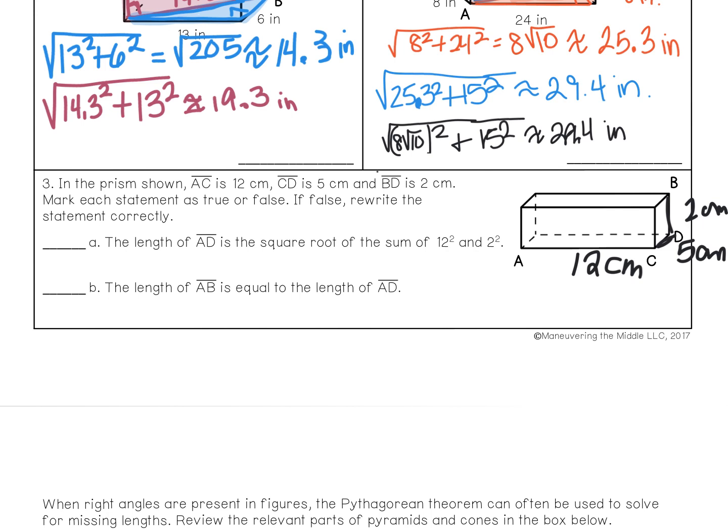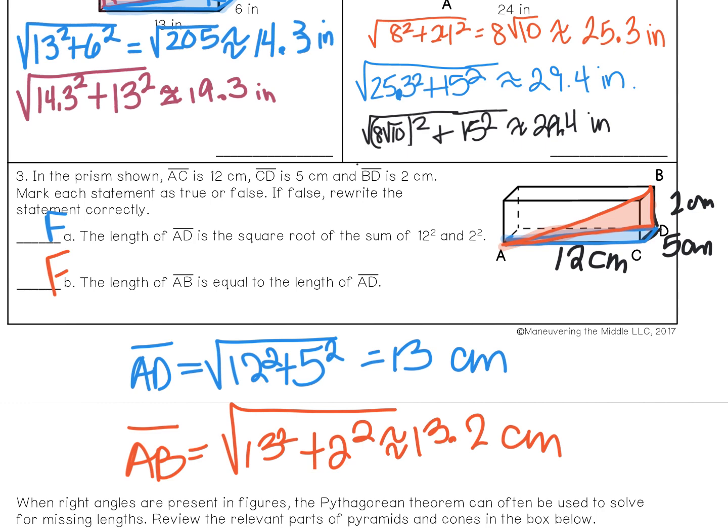I'm going to pause now. I'm going to work out to find that diagonal that we need to know. I'm going to look over it. I'm going to think about it and decide what I can write if those are actually false statements. Hopefully you found that they're both false.